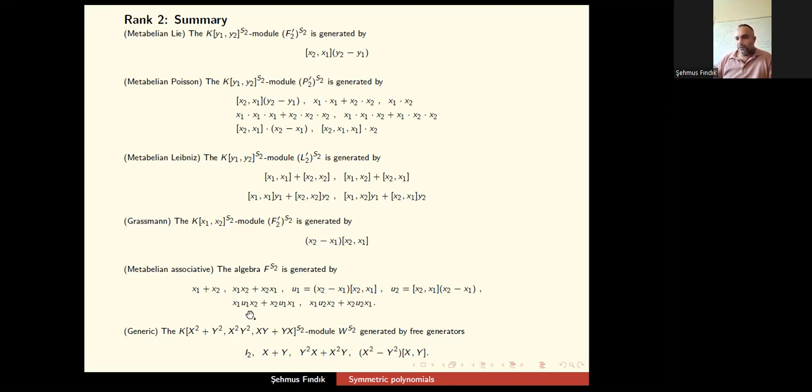And in the free metabelian associative algebra, you have these elements here. But you see here, again, you have a very similar element. And in the generic matrix case, you have this structure, but one should be very careful here that x squared minus y squared doesn't mean (x minus 1) times (x plus 1). So we cannot say that these are the same elements here.